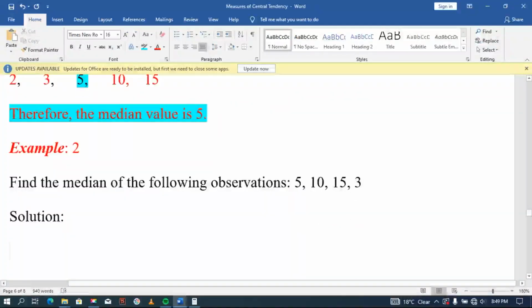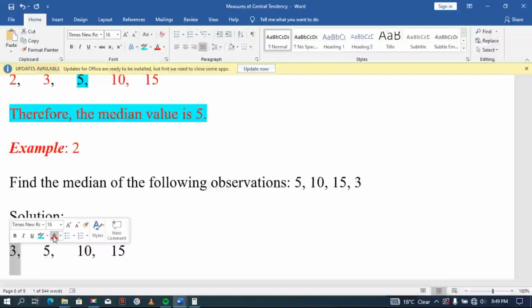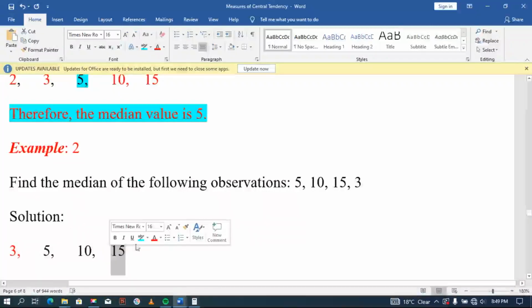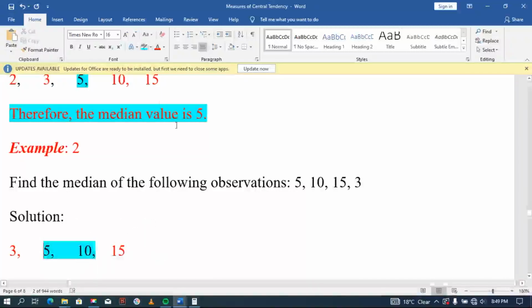So we arrange. The first value, the smallest, is 3. The next is 5. The next is 10. And finally, we have 15. Now, when you try to cancel this out, we cancel 3. This side we shall cancel 15. Then you realize that we are going to be left with 2 values in the middle, and it is from those 2 values in the middle that we shall derive our median.